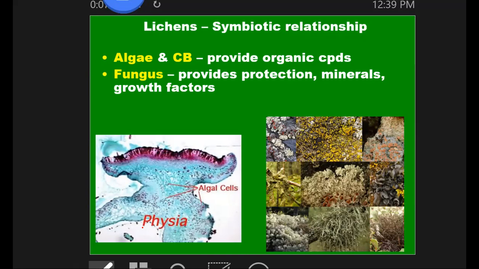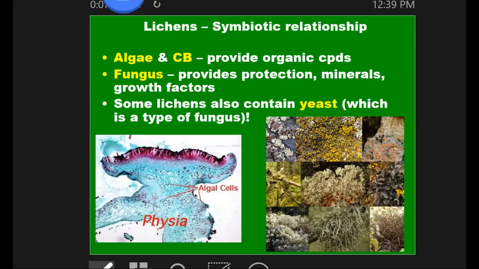And they also have recently found that some lichens contain an additional partner, which is yeast. And yeast are fungi, but yeast grow unicellularly, so they look like ovoid cells under the microscope. They're not filamentous. When we look at the typical fungal lichen, it's filamentous, they form the hyphae. But now we know that yeast hang out there too. So there's an additional partner in this relationship.